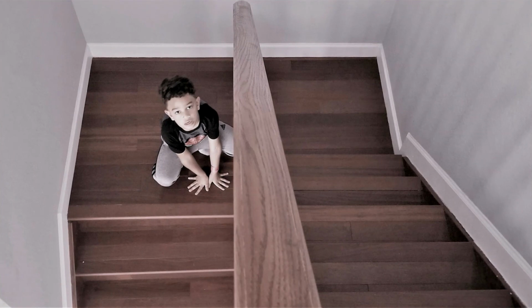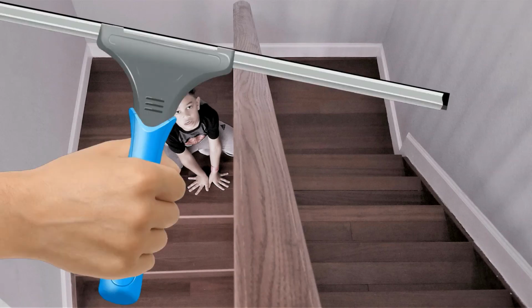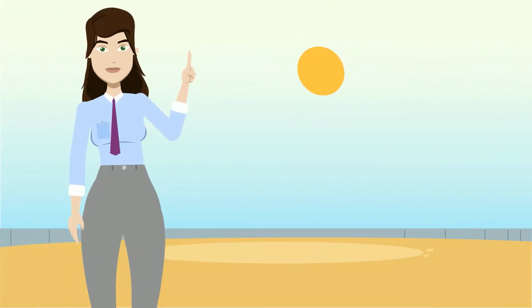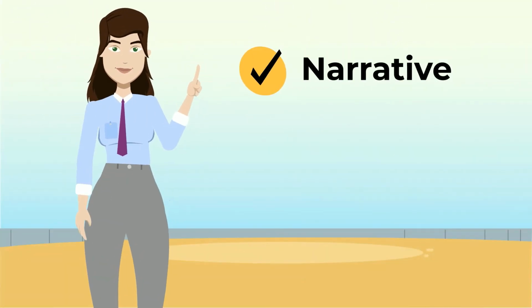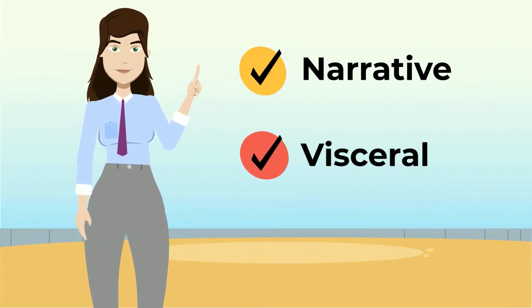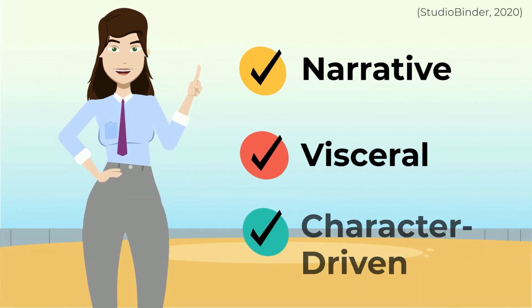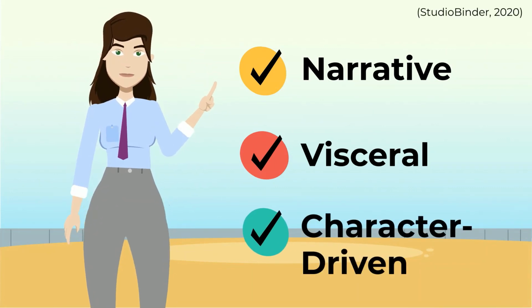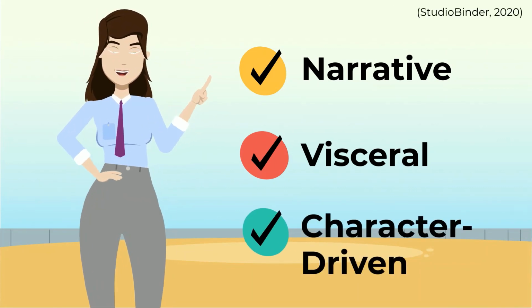So to recap, the high angle shot is a technique whereby the camera points down on the subject or character from above. It is used primarily for narrative, to establish context to a scene, visceral, to evoke an emotional response, and character-driven, to make them appear smaller and vulnerable. Give it a try.